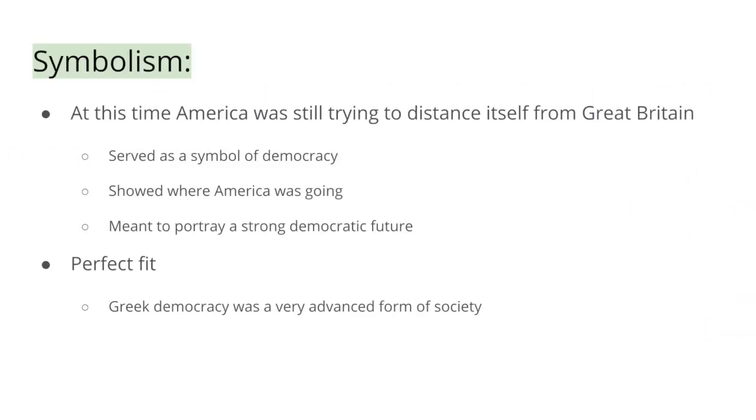During this time, America was still trying to create its own identity as a young country. Architects and designers chose the Greeks as influences due to their strong, advanced, and successful democratic society. This style was created to show where we were headed as a nation and portray the strong new democratic system.